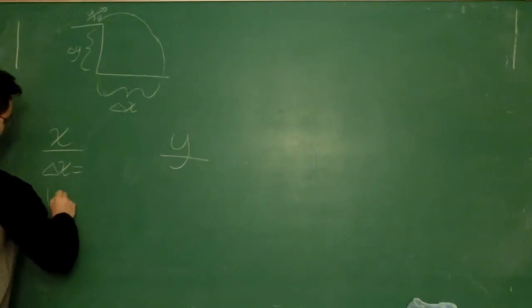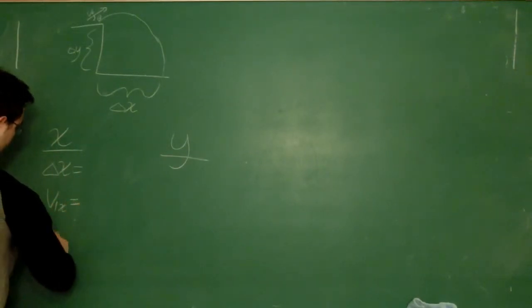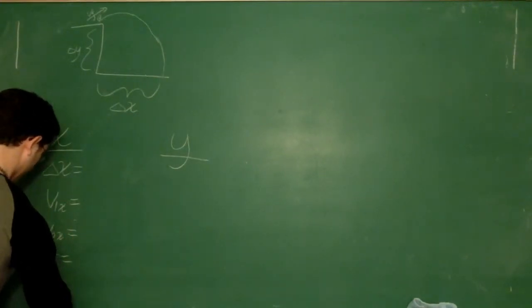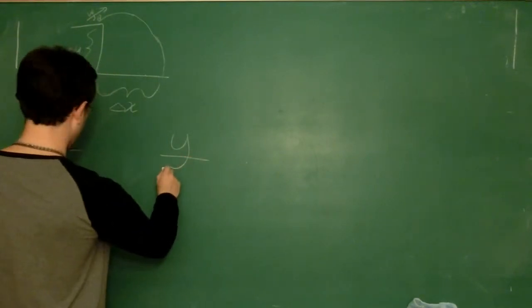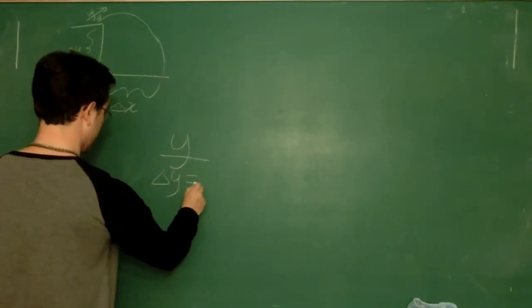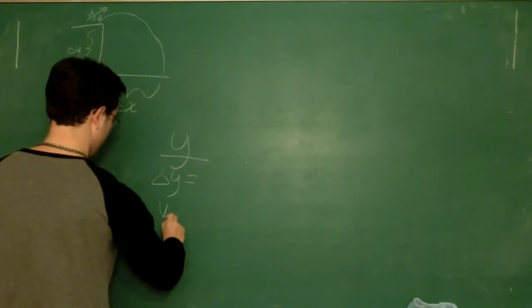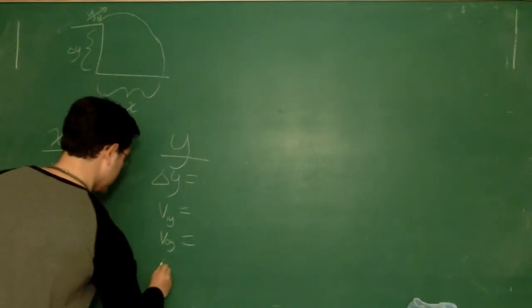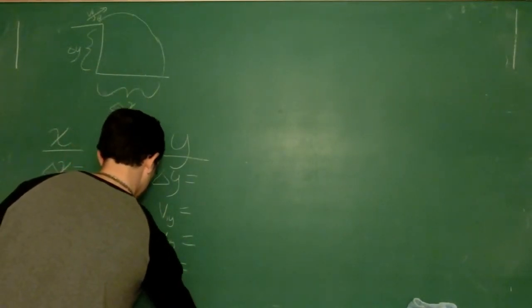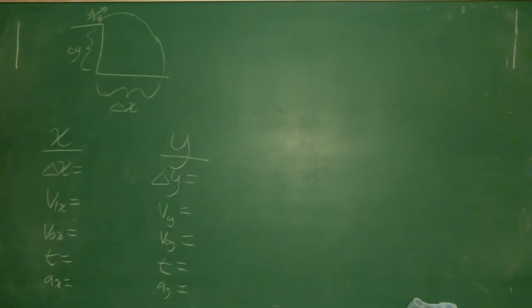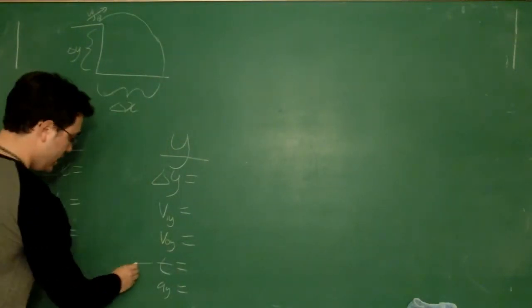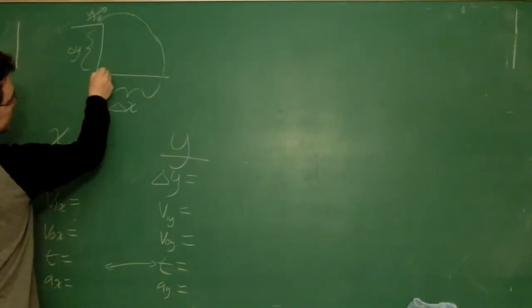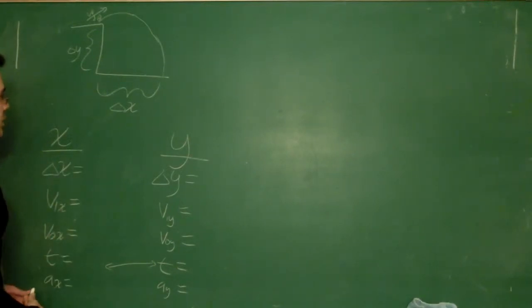There's delta x, there's final velocity in the x, there's initial velocity in the x, my time, and my acceleration in the x. Okay? In the y, I've got the same thing. I've got delta y, my displacement in the y, my final velocity in the y, my initial velocity in the y, my time, and my acceleration in the y. And as we've talked about before, I don't have a subscript on the time because however long it's flying in the x direction, moving this way, is the same amount of time that it's falling in the y direction. The motion takes place in the same amount of time.